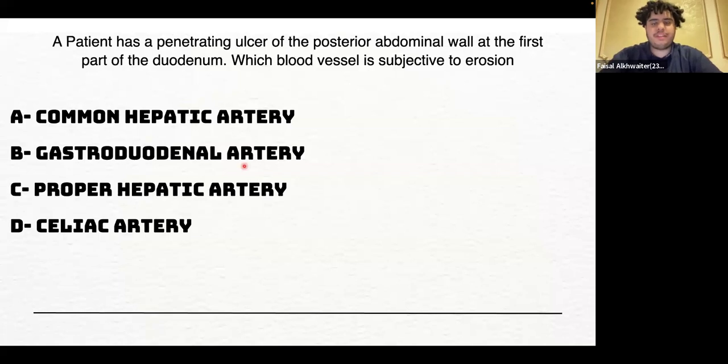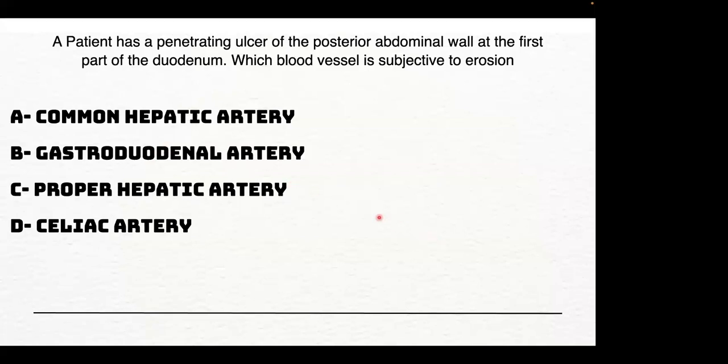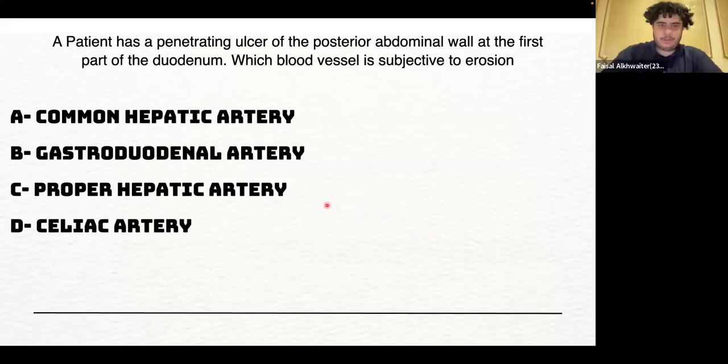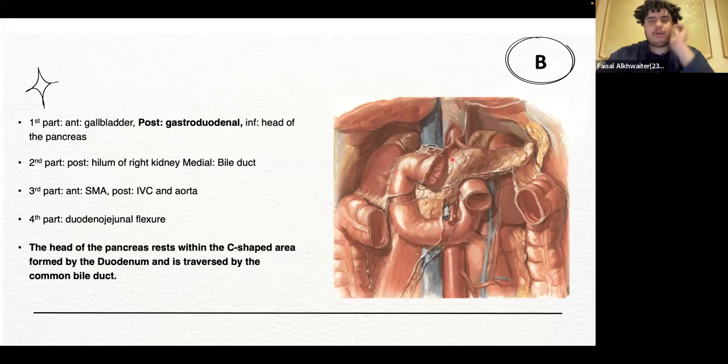A patient with a penetrating ulcer of the posterior abdominal wall at the first part of the duodenum, which blood vessel is subjected to erosion? B, gastroduodenal. That's right. So the duodenum is just an extension after the stomach. It's the first part of the three parts of the small intestine.